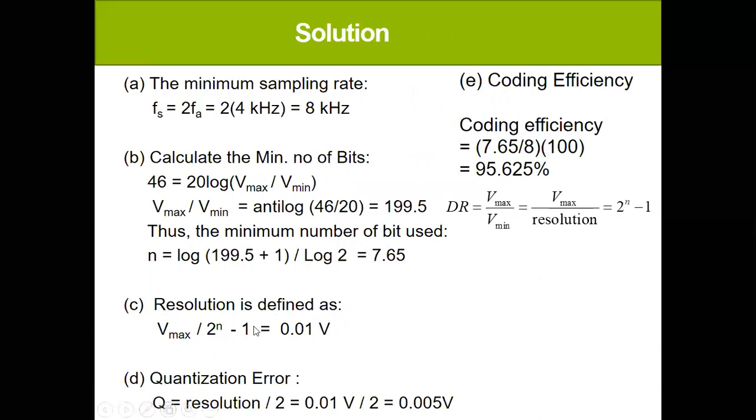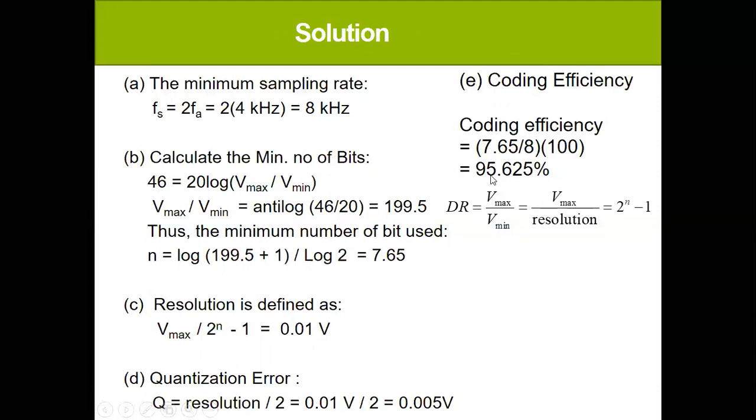Okay, so what is the quantization error? Maximum quantization error is resolution divided by 2, right? We discussed. So this one divided by 2 is 0.005 volt. This is the maximum error. Okay, now coding efficiency by definition: minimum number of bits divided by actual number of bits. Minimum is 7.65, actual is 8, because we cannot use 7.65 or 7. Multiply by 100, so 95.625%.